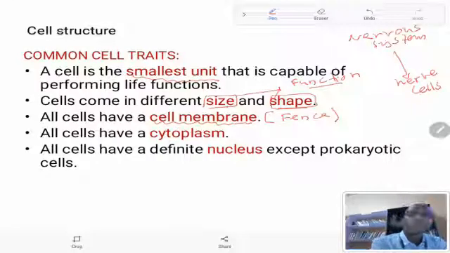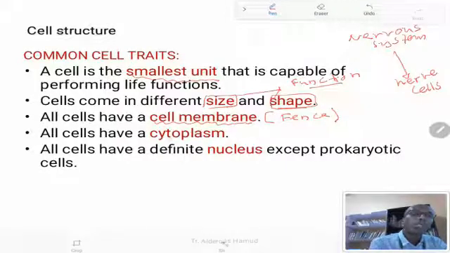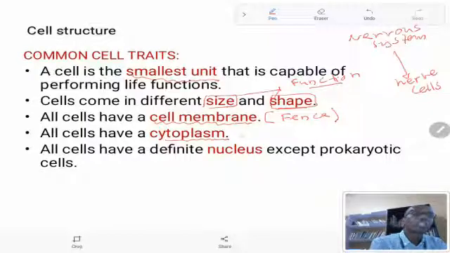Number four, all cells have cytoplasm. This is a jelly-like structure in the cell. It is the place where most of the chemical reactions take place, because inside the cytoplasm there are the organelles like mitochondria, which synthesizes energy for the cell, ribosomes, which produces proteins, and so on.